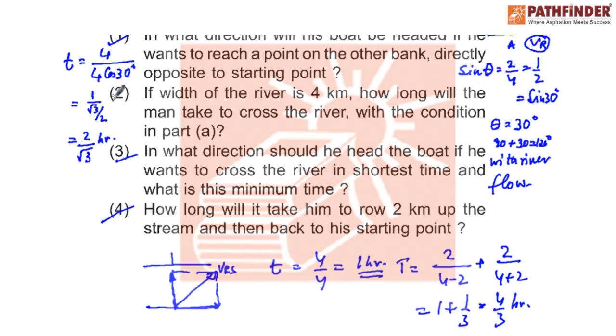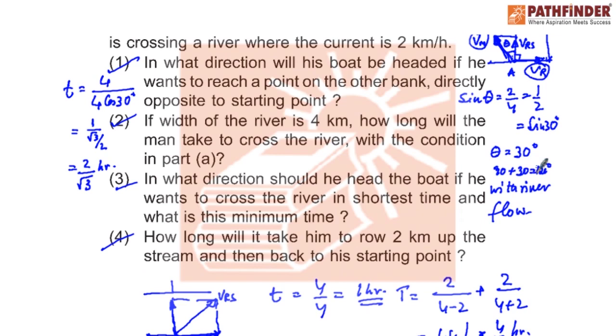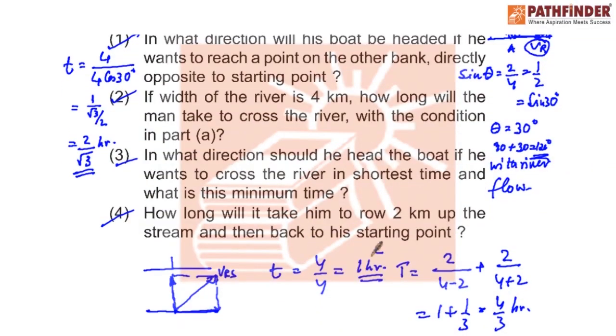So the first part of the answer is 120 degrees with the river flow. The second is the time, that is 2 by root 3. The third case is a time of 1 hour for shortest time, and then the final case we have a time of 4 by 3 hour.